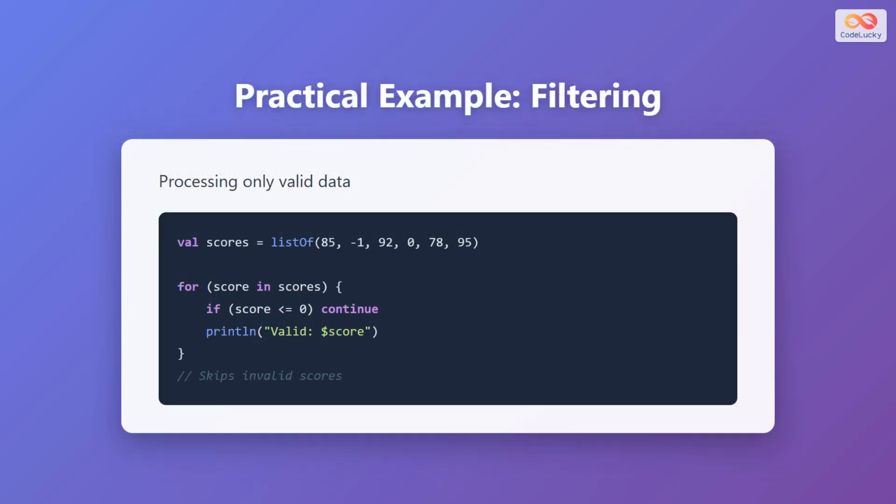Now let's look at a practical example for continue. Imagine you have a list of scores that includes some invalid values, like -1 and 0. You only want to process valid scores. By using continue when a score is less than or equal to 0, you skip those invalid entries and only print the valid ones. This is a clean way to filter data within a loop.